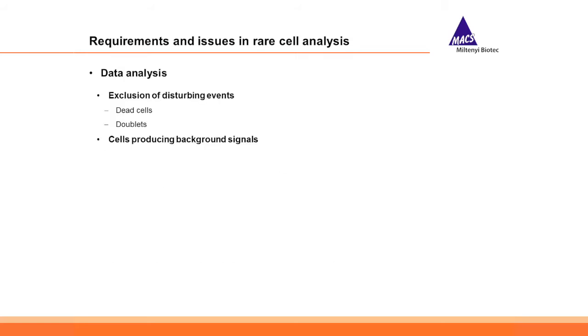Then you can also do some stuff on the data analysis level to make your data more meaningful. You can exclude disturbing events. So one that you probably already know is you have to remove dead cells for a rare cell analysis. That's indispensable. So you have to do it for any rare cell experiment. And then you can remove doublets also, because doublets can also make false positive, double positive events that can then falsify your results. And what you also can do, you can remove cells that are prone to producing background.